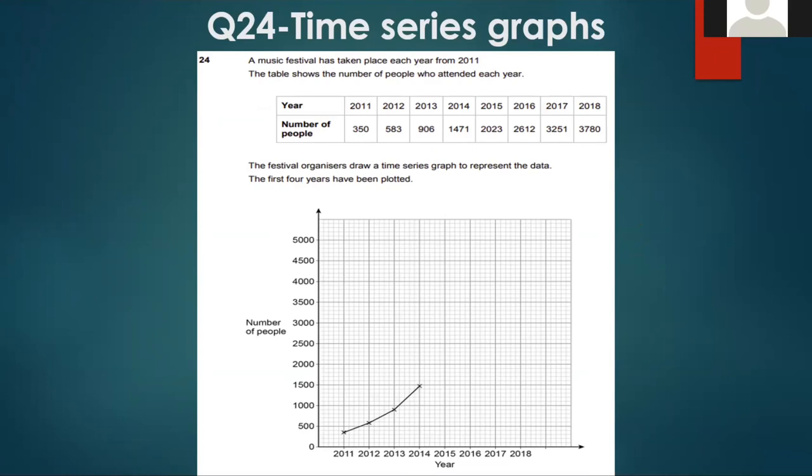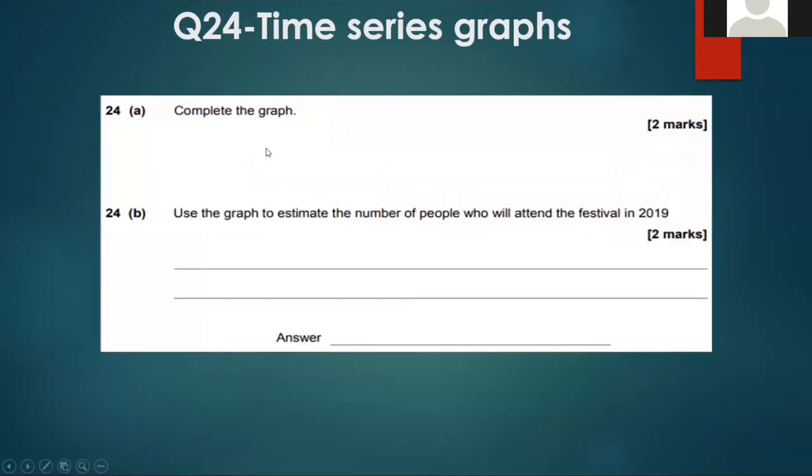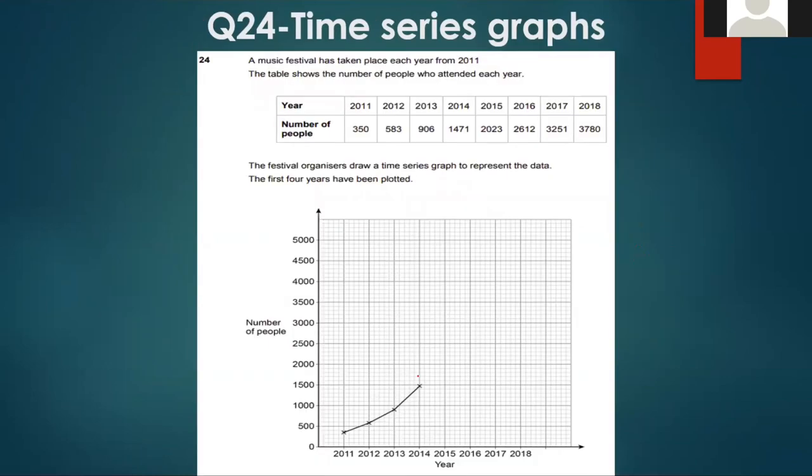Now, the first 4 years have been plotted for you, okay? And for question A, we need to complete the graph. So what I'm going to do is plot my points here. I've got up to the first 4 years, so that's done, that's done, that's done, that's done.